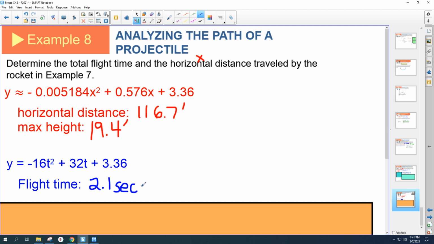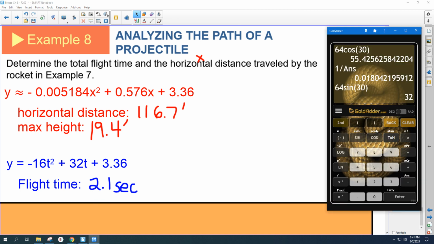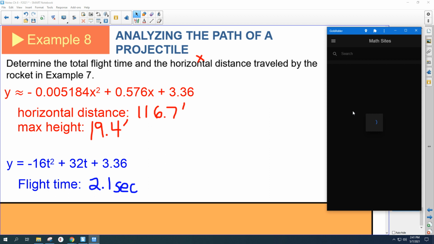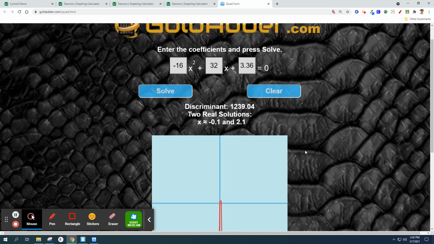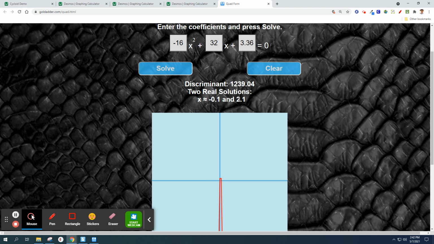Now, if you didn't want to do it graphically, you don't have to. For the horizontal distance, you're talking about the x-intercepts. So what you could do is find some sort of quadratic formula calculator and type in those coefficients. What were they? They were negative 16 and 32 and 3.36. Oh, that was the time. That was the flight time, 2.1.